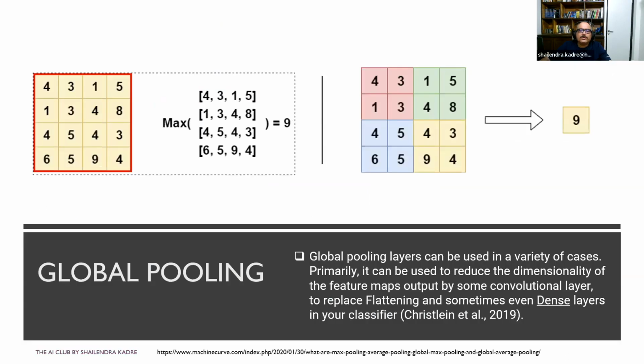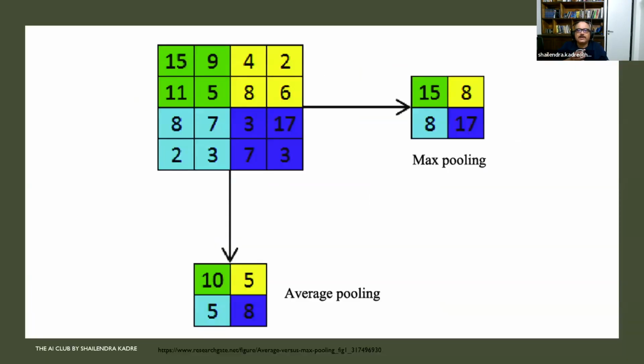Then this max pooling, and then average pooling. These two kinds of pooling are there. So pooling and convolution are nothing but dimensionality reduction. But arithmetically, these are two different operations.